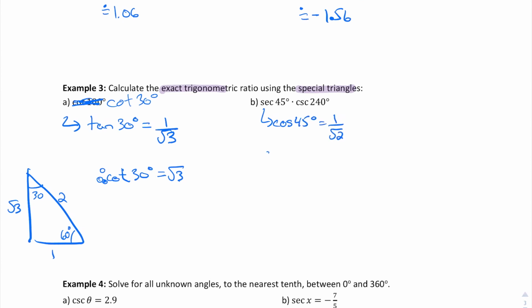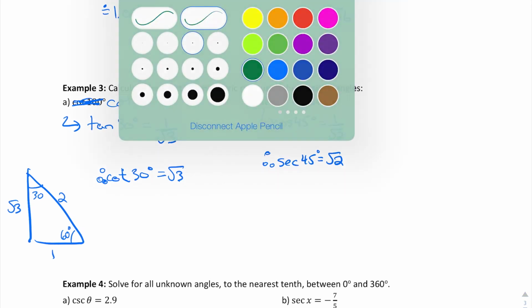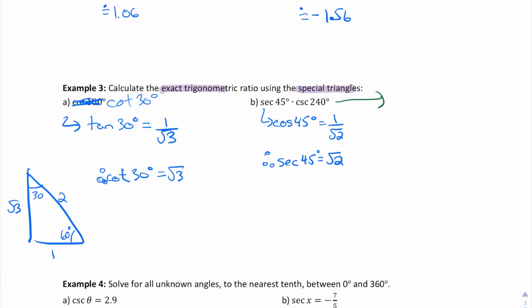Cosine of 45 is 1 over root 2. So therefore, secant of 45 equals root 2. Next one's a bit more complex, so I'm going to do it to the side. Cosecant matches up with sine.